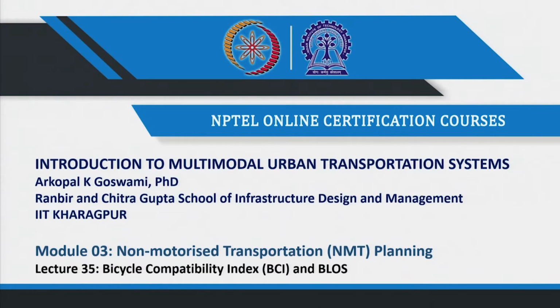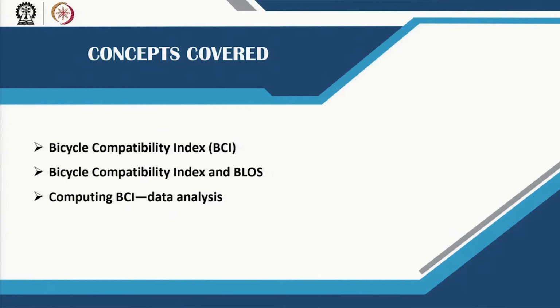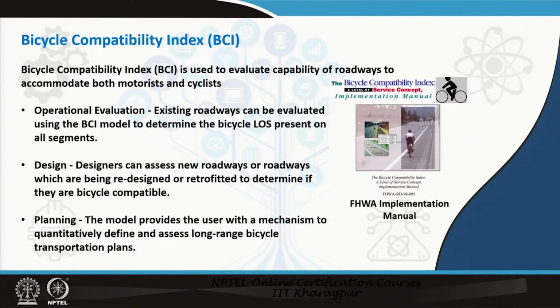Friends, and welcome back. Now that we have looked at measuring the bicycle level of service using the Highway Capacity Manual 2000 method, in this lecture we are going to introduce you to another form of measuring the bicycle level of service, that is using the bicycle compatibility index. So, what we are going to tell you in this lecture is what the bicycle compatibility index is, how it is used for developing bicycle level of service, and how it is different from the Highway Capacity Manual for developing bicycle level of service.